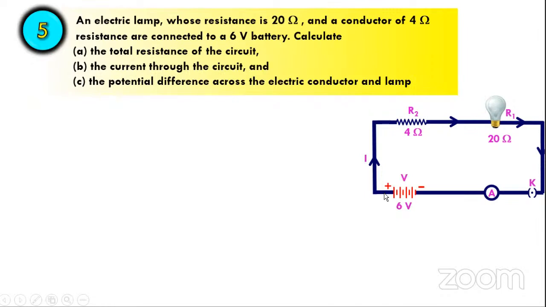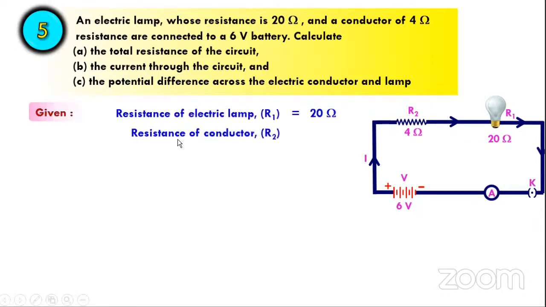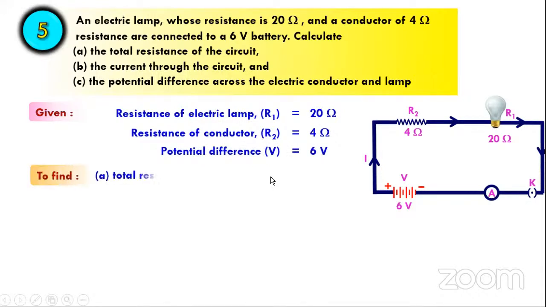And circuit voltage is also given, 6 volts. We have to find the current through the circuit. Current is 6 by 24. Then how you will get 4? We won't get 4. 6 by 24 is 1 by 4. It means how much? 0.25. Yeah, very good. 0.25 is the correct answer.